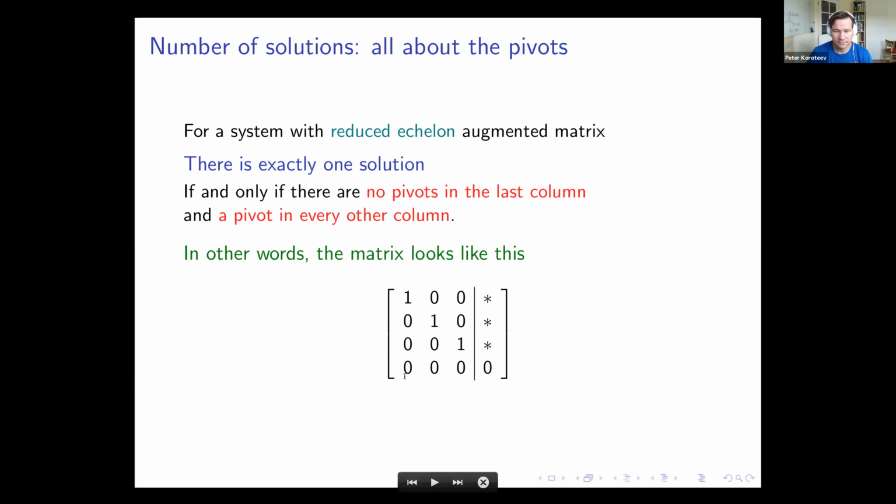For example, the last row may not exist, right? So you can have something like this, or if you like, you can cut the last row. This is also an example, but another example will be if you cut the last row. So here, basically, it tells us that X1 is equal to this number, X2 is equal to that number, X3 is equal to that number. And the solution is unique.